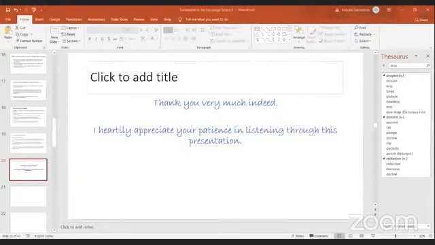Yes, we got a question from Professor Faisal Anam. Is there any difference between approach and method, and which is the best one for improving language skills in English? Okay.